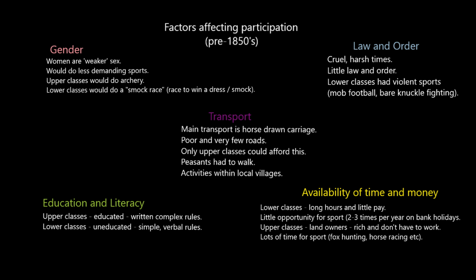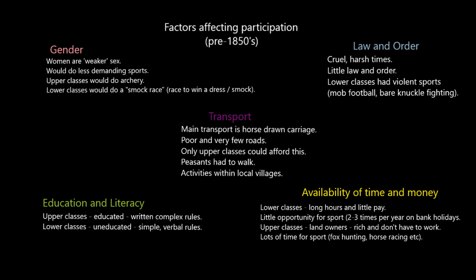Now, these final two are fairly obvious and straightforward. Availability of time and money. The lower classes, remember, worked on the land, worked long hours and got little pay for it. So there's little opportunity for sport. Maybe you got to do these sports two to three times per year on bank holidays. So you might have played mob football twice a year, or you might have taken part in prize fighting twice a year, or dog fighting twice a year.